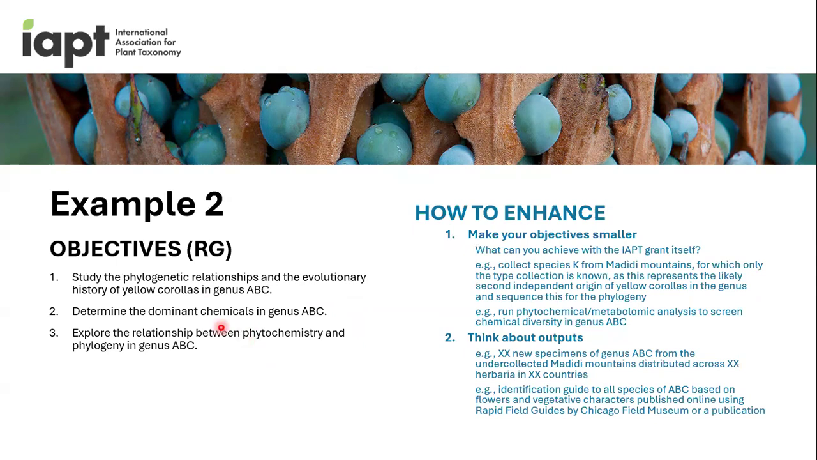Now we have an example of objectives from research grants, and this really highlights something very general, I find, in proposals of research grants. So here we have three, they're numbered, and they say: study the phylogenetic relationships and evolutionary history of yellow corollas in genus ABC. Determine the dominant chemicals in genus ABC and explore the relationship between phytochemistry and phylogeny in genus ABC. Right, great. I see three objectives. They are quite succinct, but they're way too big.